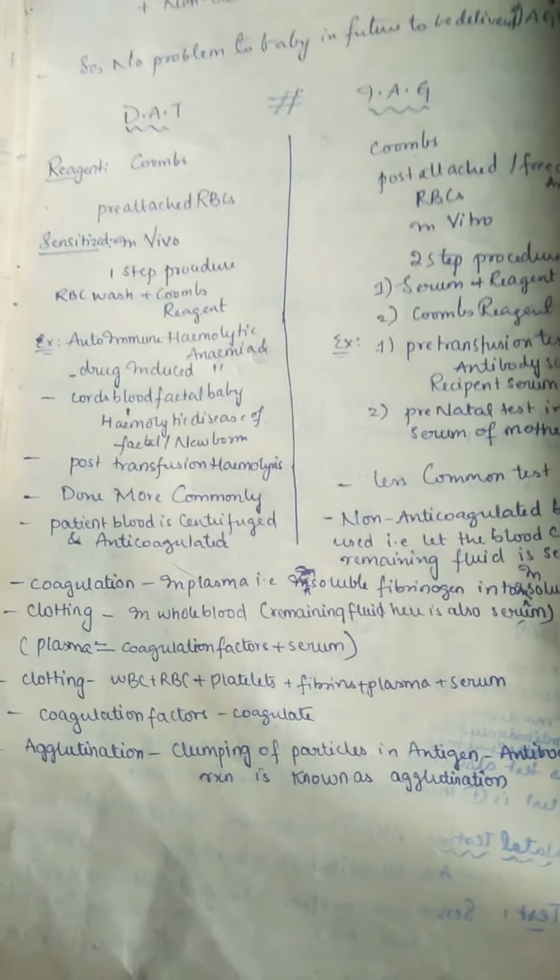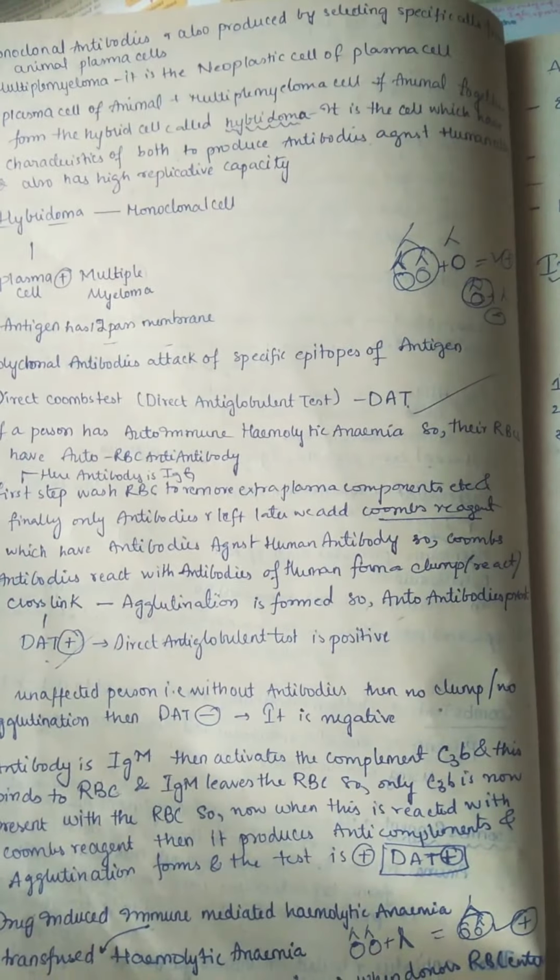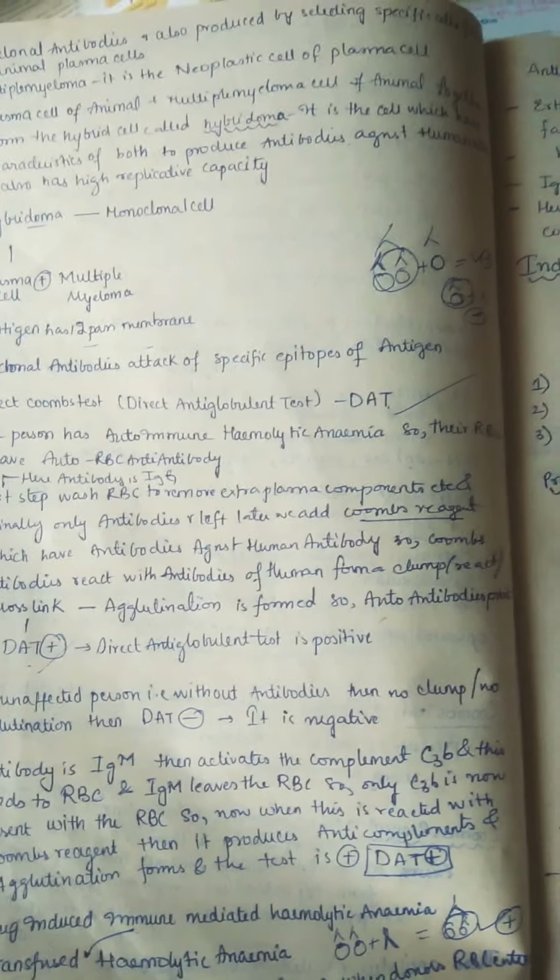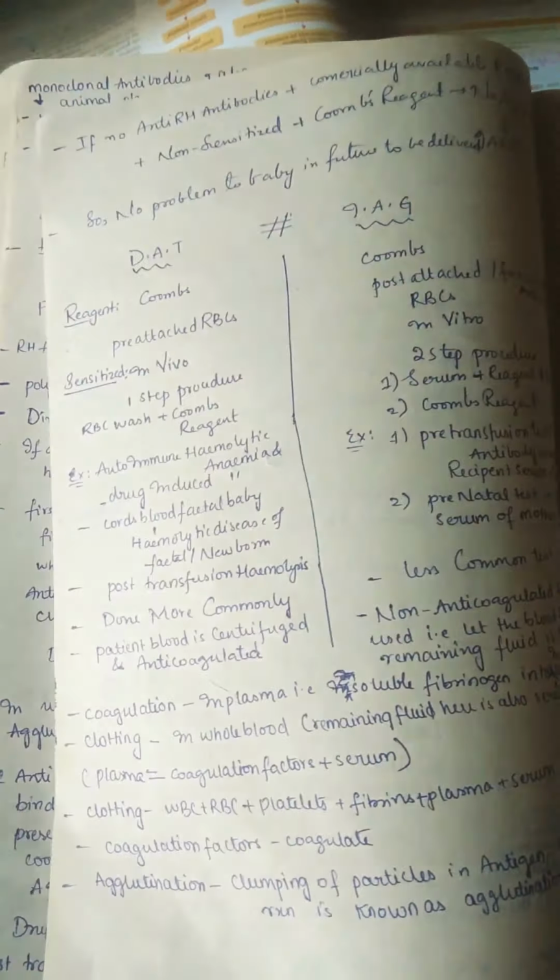So this is about our topic today. In the previous video we completed half of the direct Coombs test, and here we continued the direct Coombs test and completed the indirect Coombs test. Next we'll move on to the RH blood group system. That is very simple.